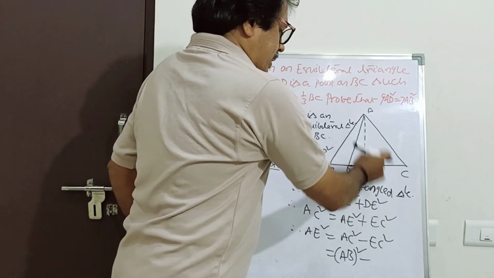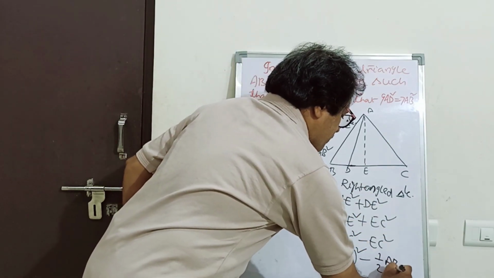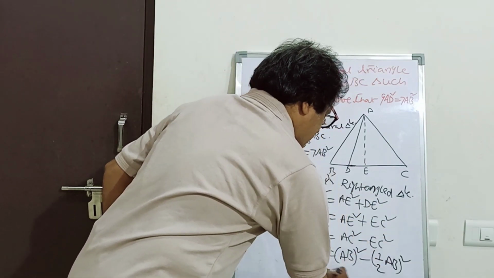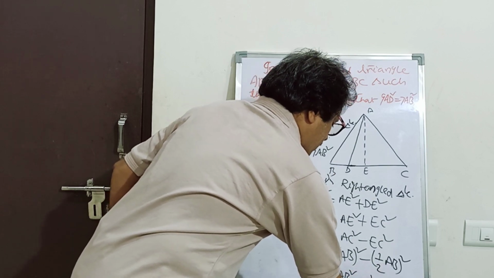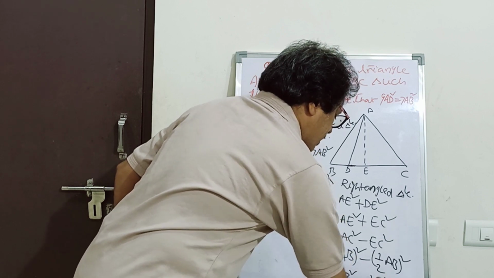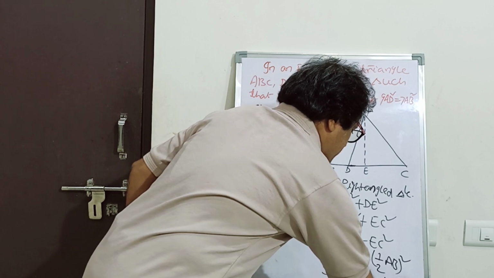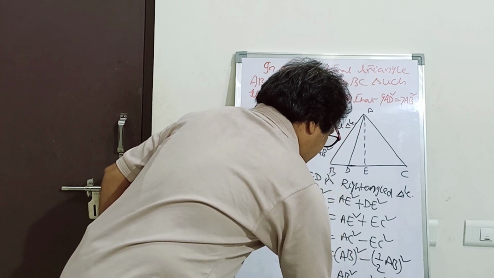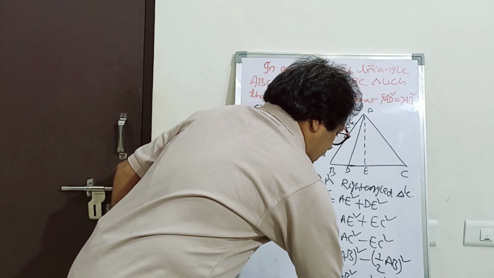So I am going to replace this EC by 1 by 2 AB. So you are getting AB square minus 1 by 4 AB square. When we take LCM here, we get 3 by 4 AB square. Therefore, AE square is equal to 3 by 4 AB square.